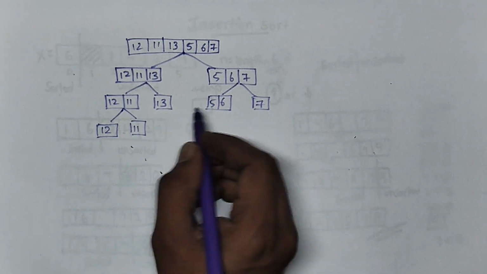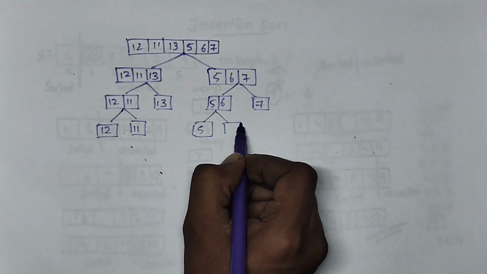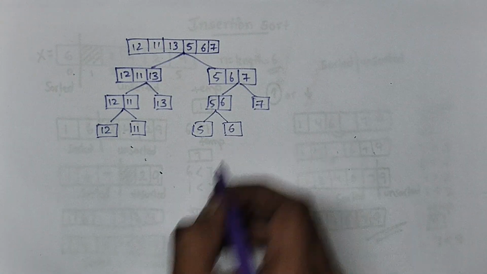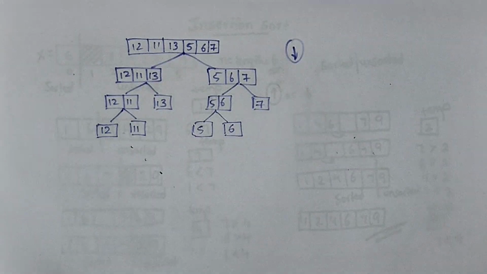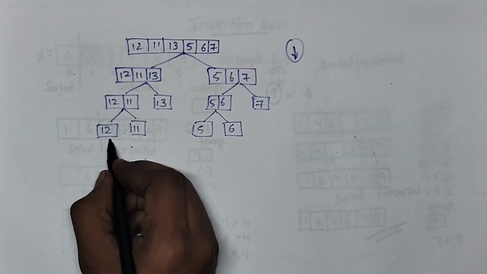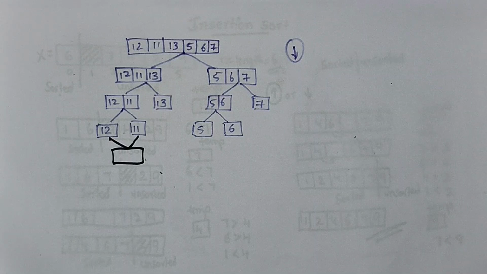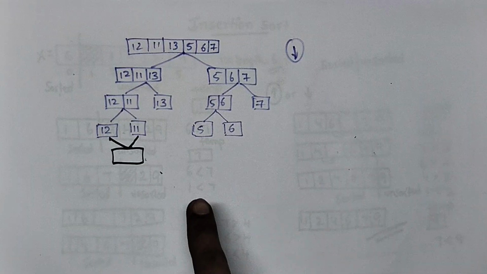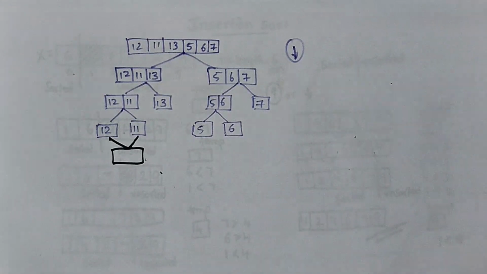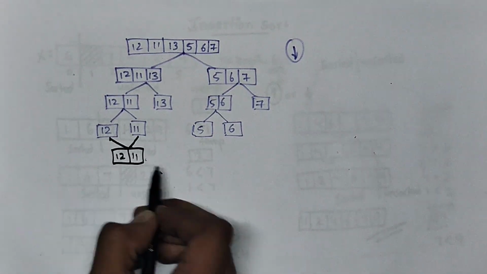So 12, 11, 13 is singly listed. Next this is 5 and this is 6. Now we must arrange or sort them in the decreasing order using merge sort. So now 12 and 11 belong to the same parent. So let's merge them. While merging, earlier we arranged them in the increasing order. Now while merging we will be writing them in the decreasing order. So the first will be the bigger one, 12, next 11.